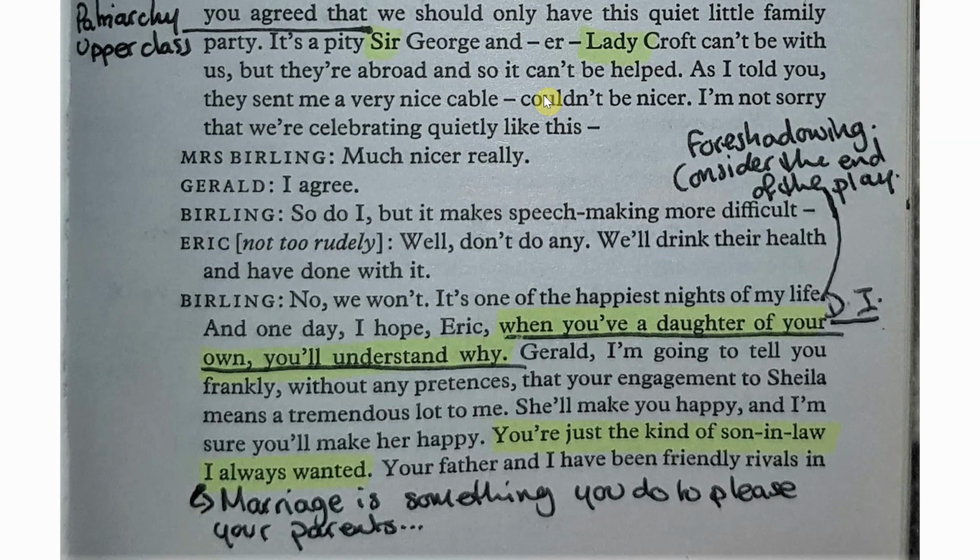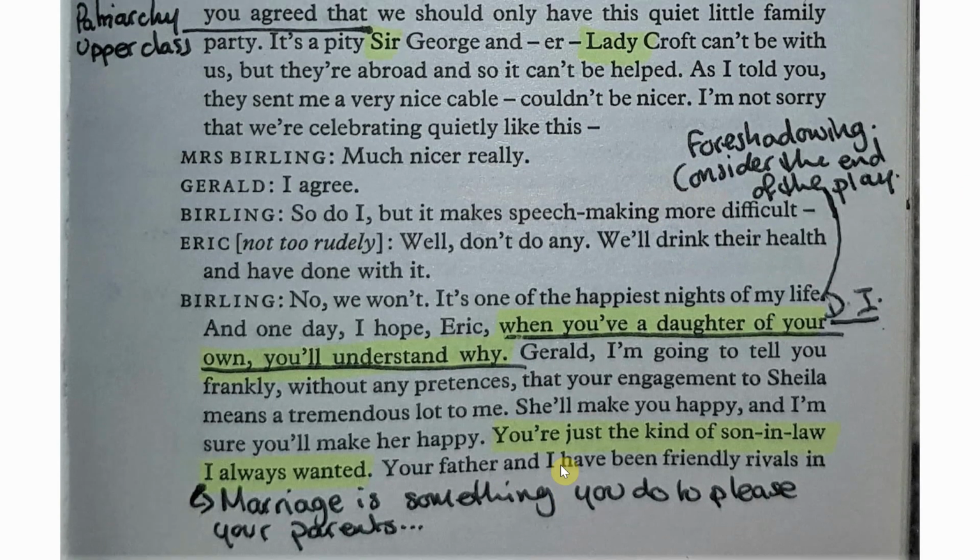And then we come to the beginning of Birling's big speech. Now there are quite a few points within this, so I'm just going to talk about a few of them. So to start with, just bear this in mind. When Birling says to Eric, "When you've a daughter of your own, you'll understand why." Just think, when we get to the end of the play, I'd like to return to this statement and think about Birling and his foreshadowing, and Birling and his particularly ironic statements. This is just something to bear in mind.